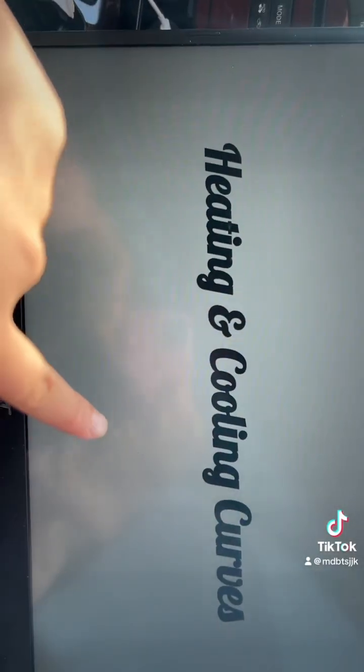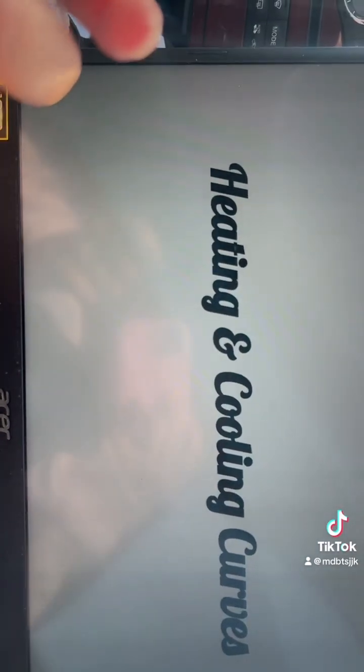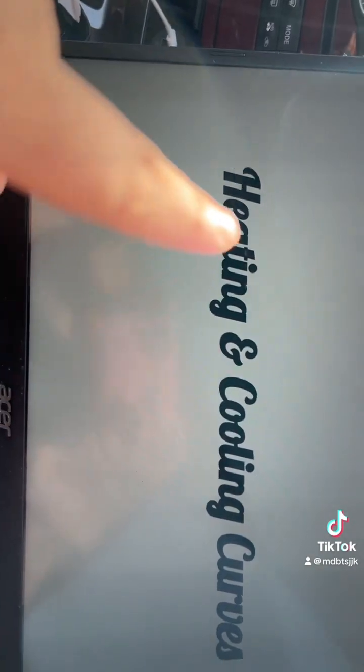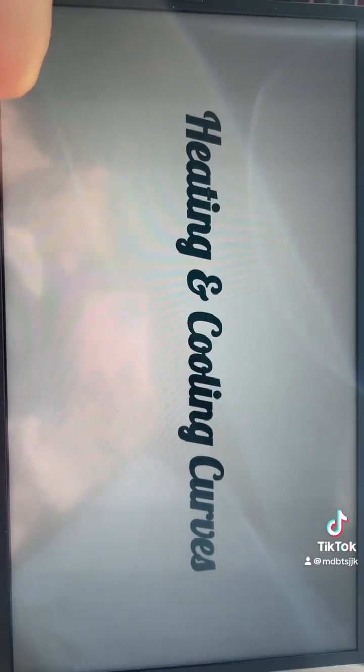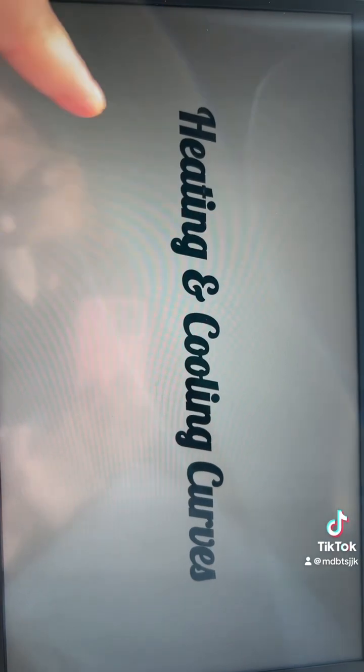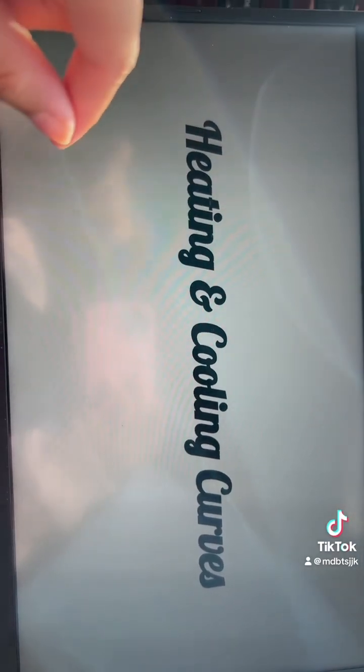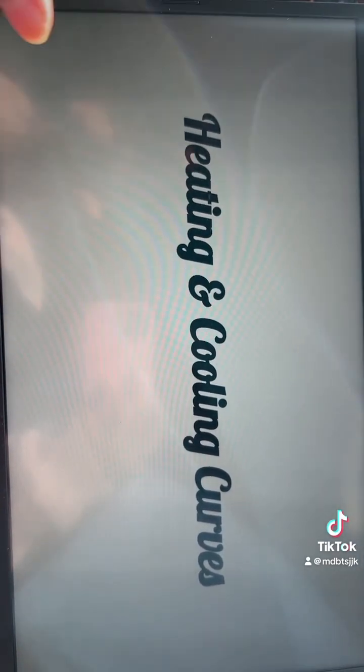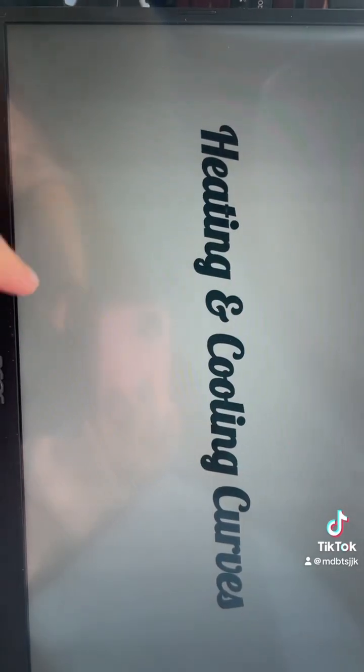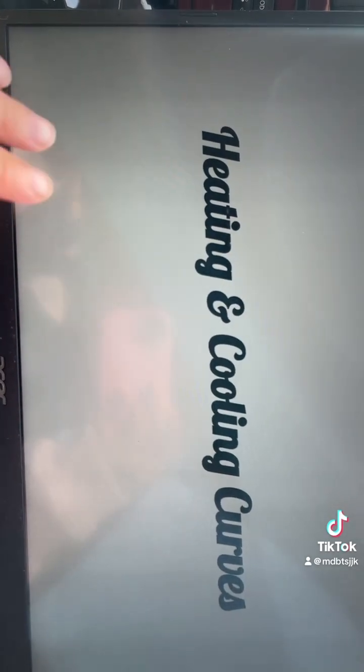Heating and cooling curves. When something heats up or cools down, its temperature changes. But during phase changes, like melting or boiling, the temperature stays the same because energy is being used to break bonds. For example, ice melting, the temperature doesn't change until all the ice melts.